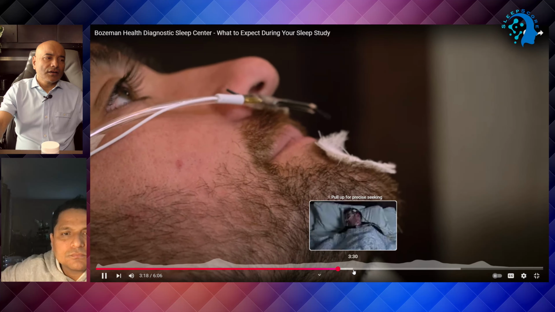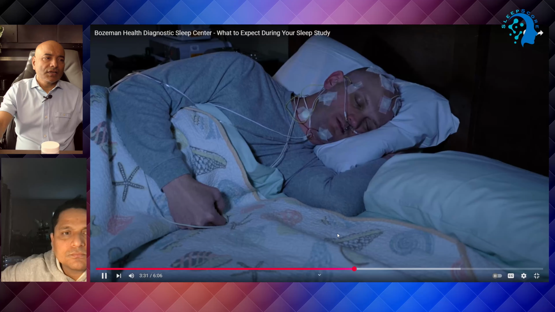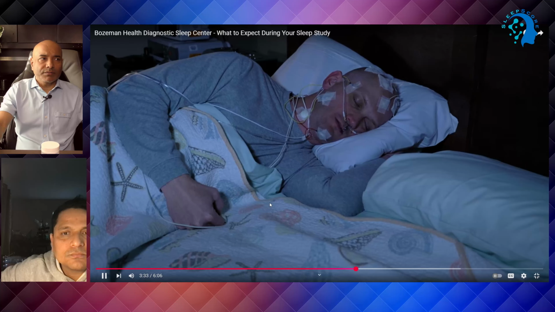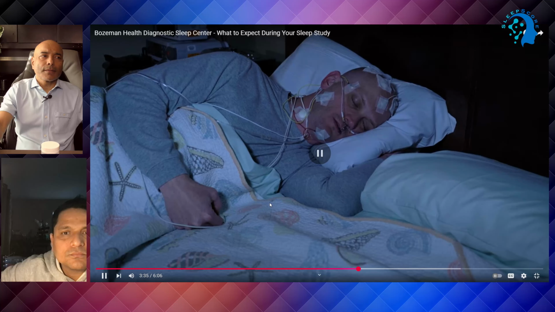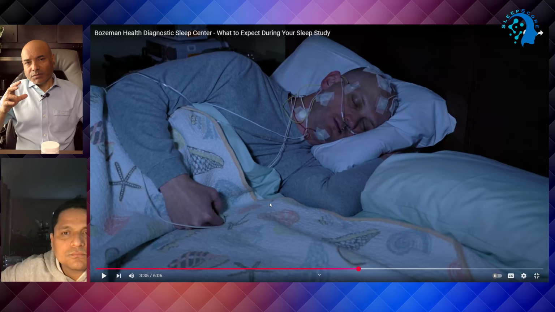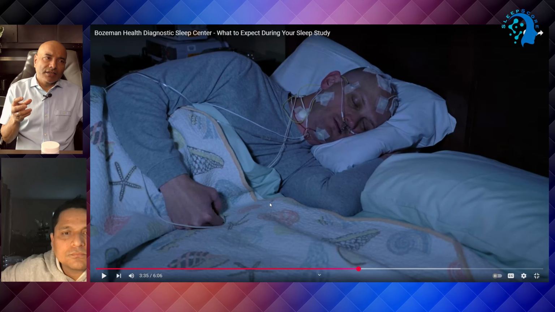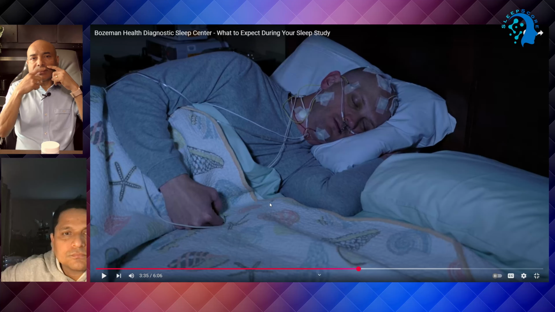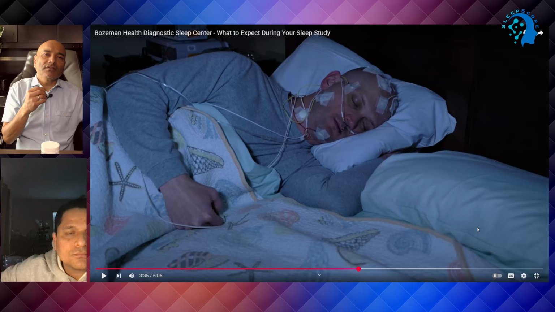This sensor measures the airflow coming from your mouth, and after that, most patients will go to sleep just fine after the hookup is complete. And in this case, sometimes the patient, when they're tossing and turning, their wire may pull off. At that time, we have to go and fix it. Every time the sensor comes off, or if the head wire or any wire comes off, we have to go and fix it.